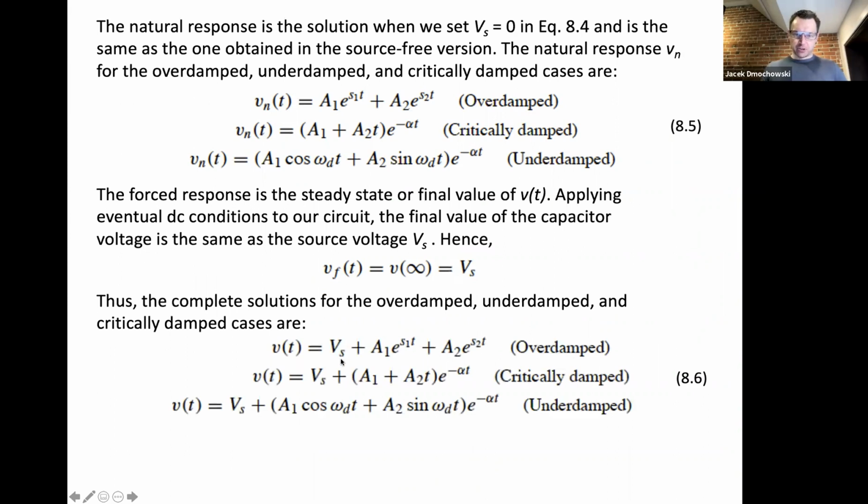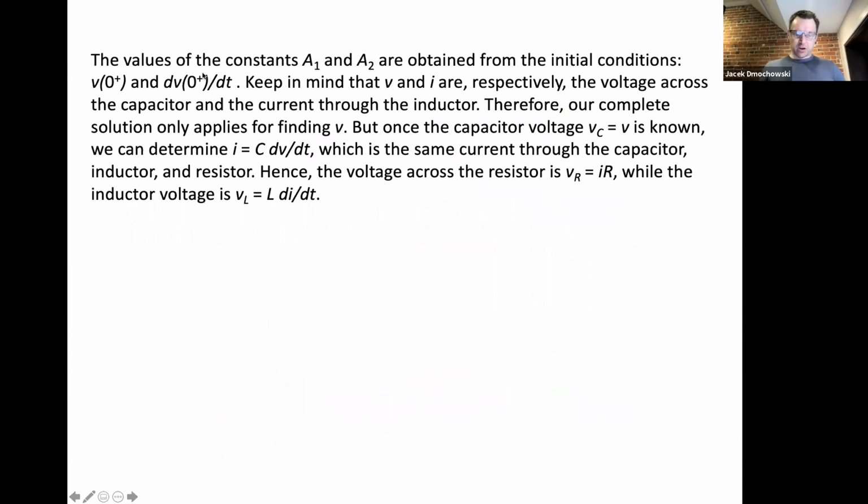So then our final solution is the sum of the natural response and the forced response. So the only difference is that we're adding this V of S here. Everything else stays the same. And now when we're solving for our A1 and A2 coefficients, we have to plug them into this equation. We have to include the V of S because that's part of our initial conditions. Okay, so to get our coefficients A1 and A2, we plug in our value for V naught and V prime naught.